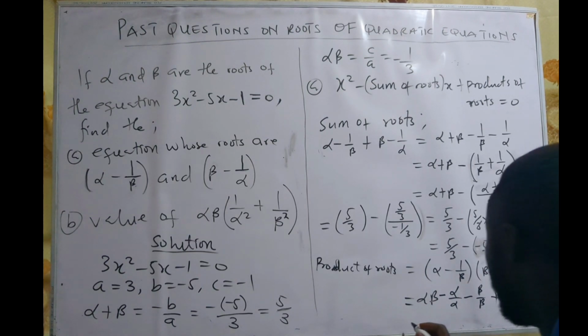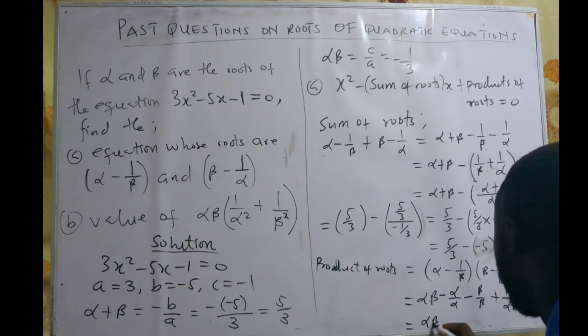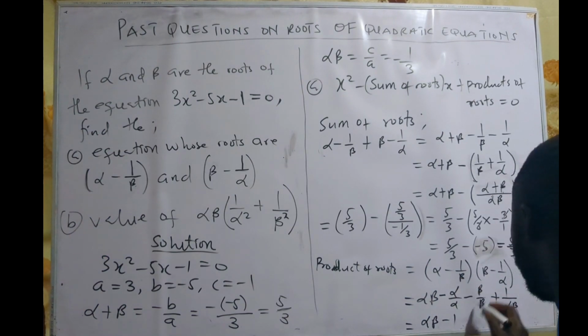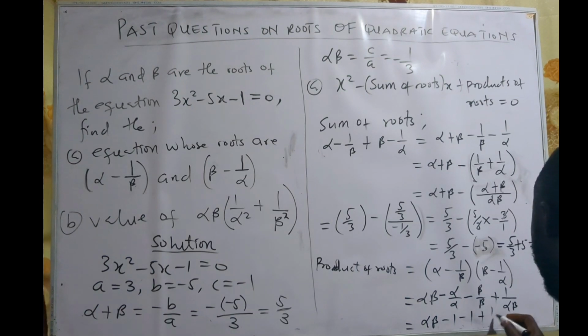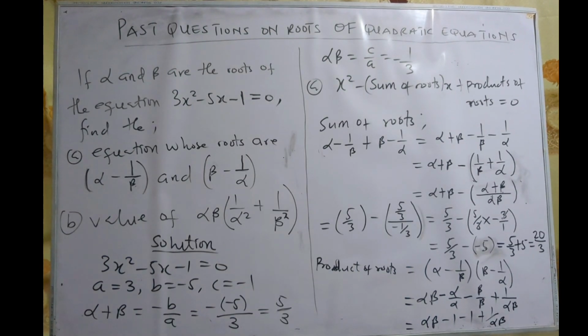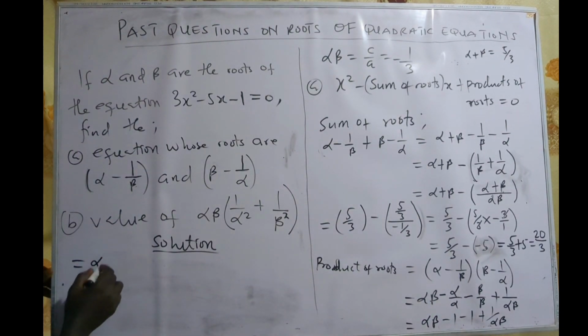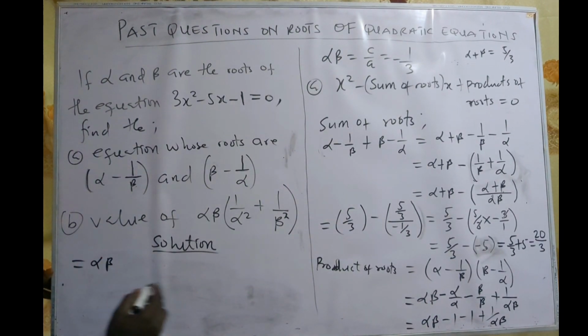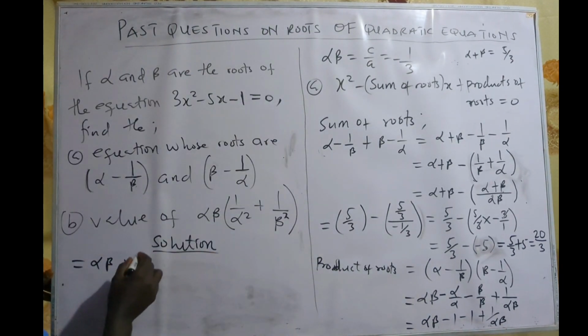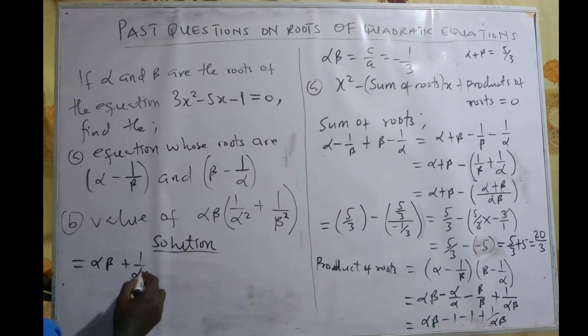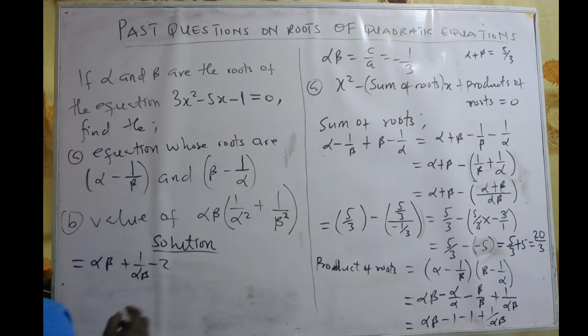Alright, so we can have alpha beta and then minus 1 plus 1 over alpha beta. So let me try and simplify. Finally, I'm going to have alpha beta and then minus 1 give me what? Let me bring the other one. Plus 1 over what? Alpha beta. Minus 1 will give me minus 2. Okay, so now because of what I have, I can do my substitution.